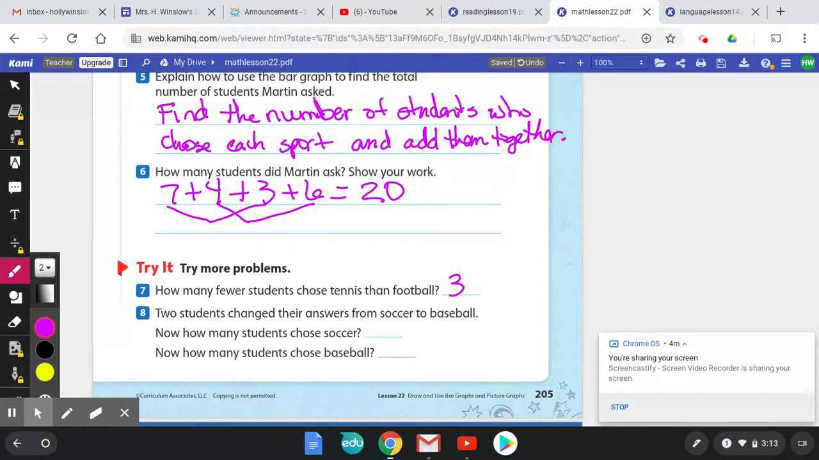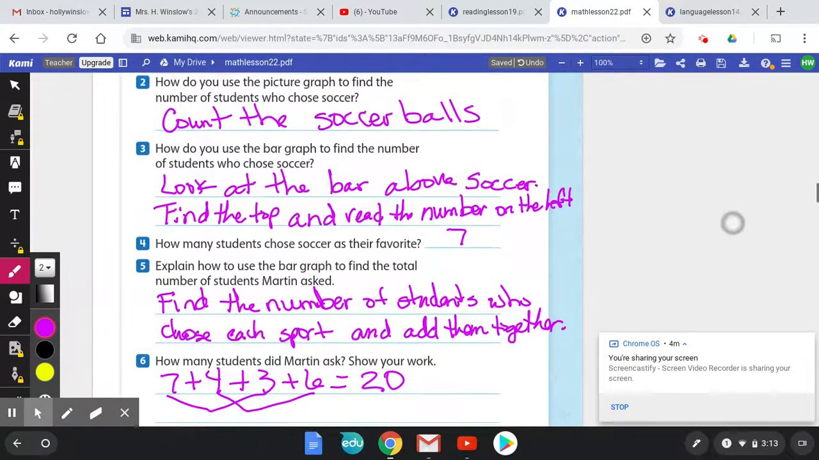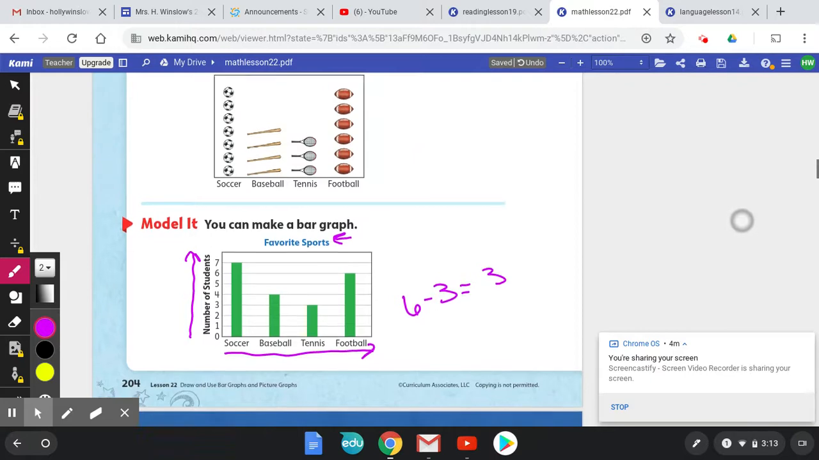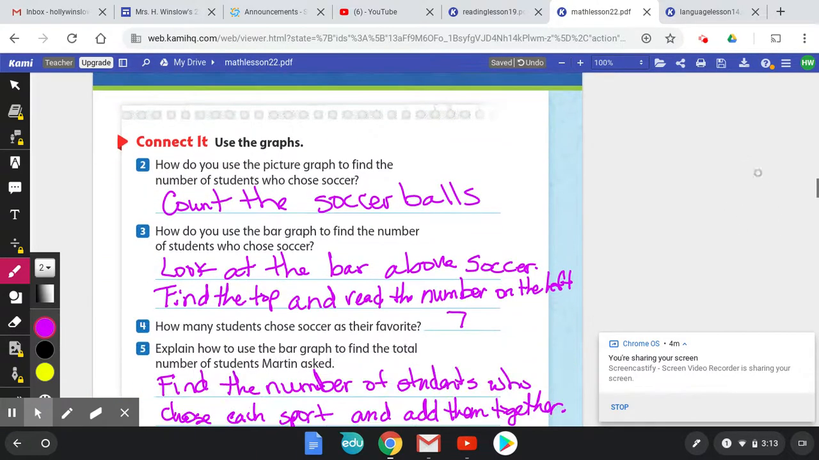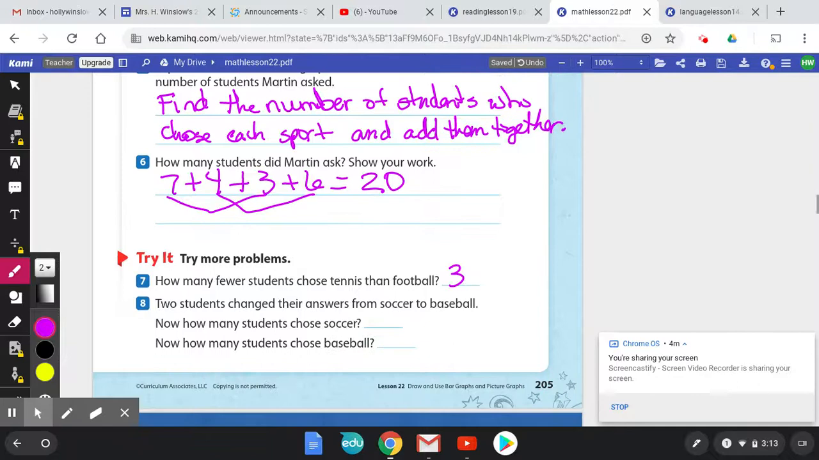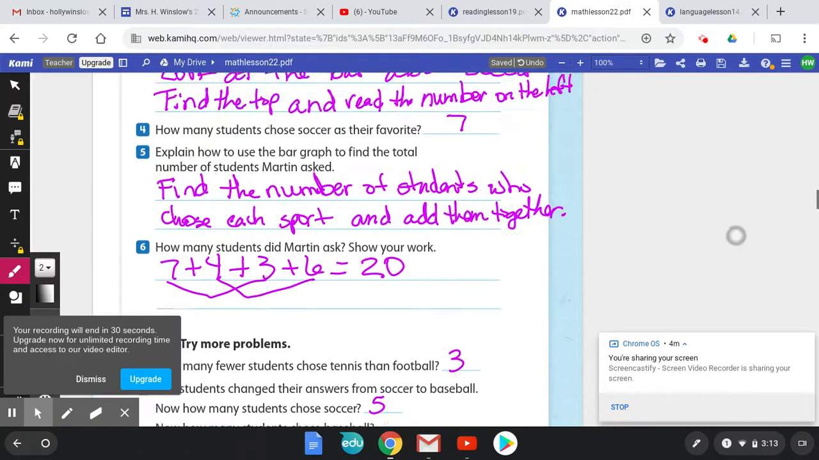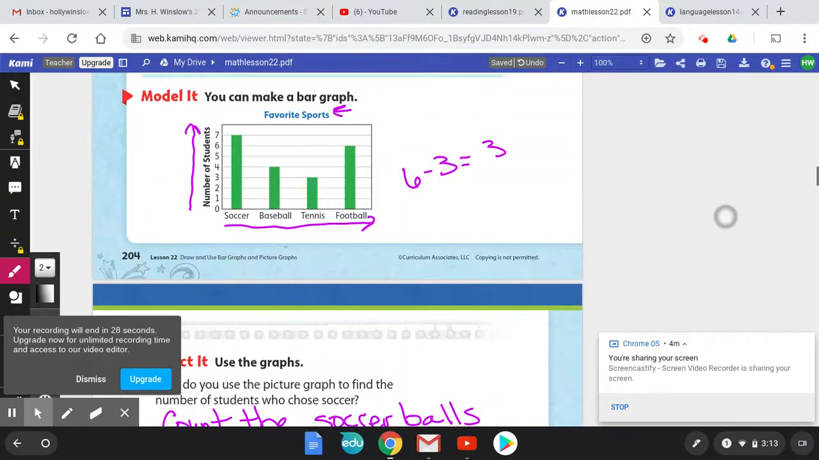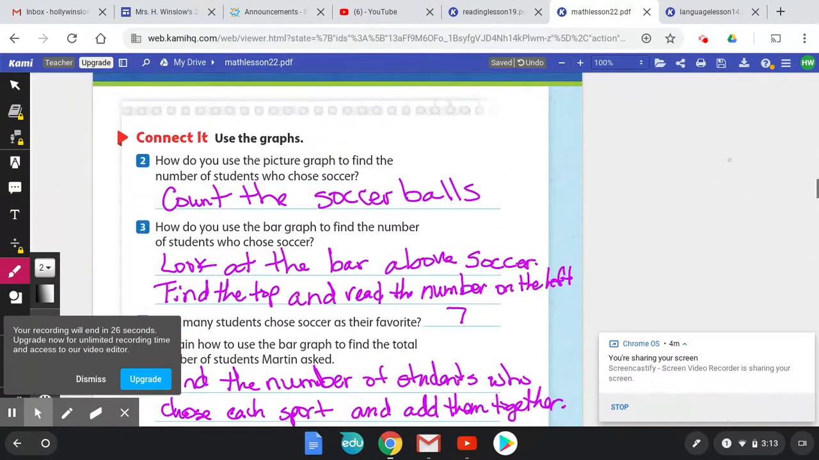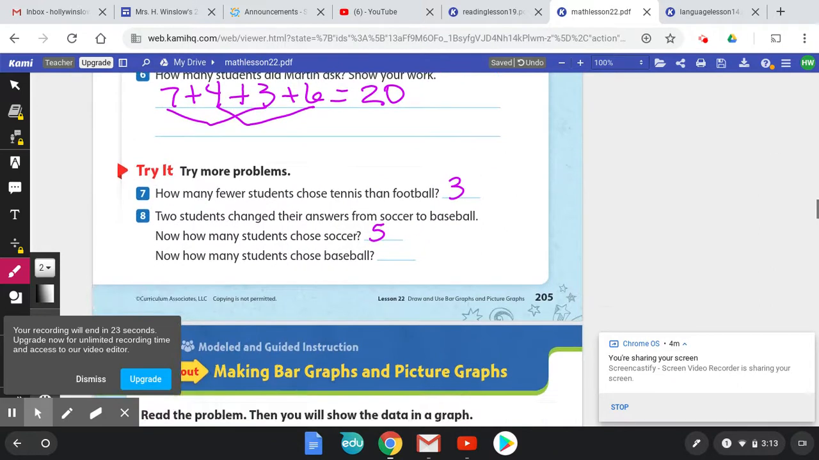Now, 2 students changed their answers from soccer to baseball. Okay, they went from soccer to baseball. So how many students chose soccer now? So if we had 7 and they went from soccer to baseball, now we have 5 because those 2 students changed their mind and don't want soccer anymore. Now they'd rather have baseball. And baseball had 4, but if you add those 2 extra students in, 4 plus 2 is 6.